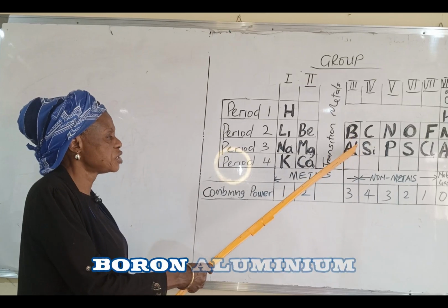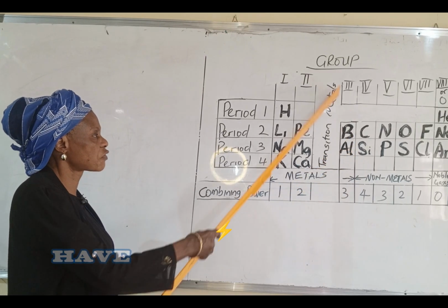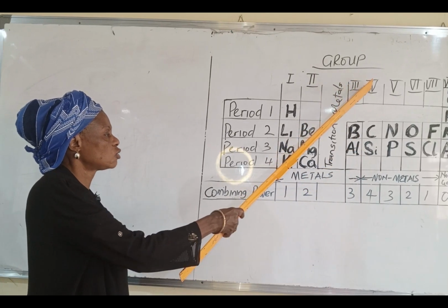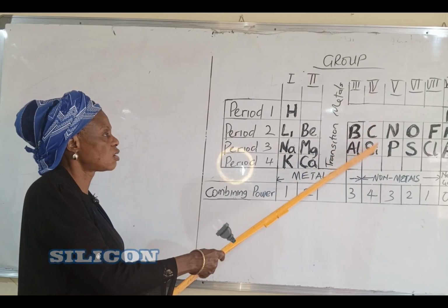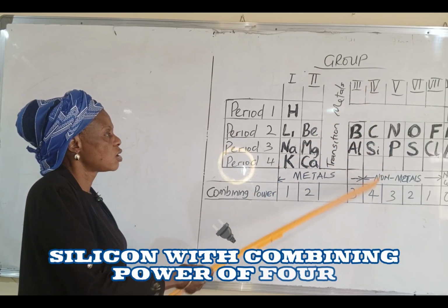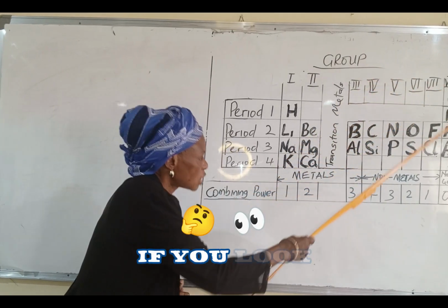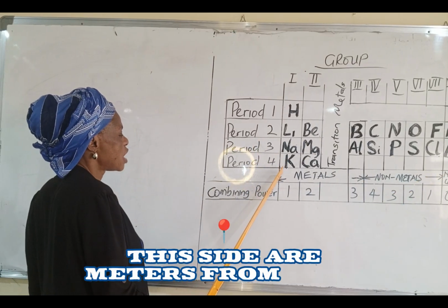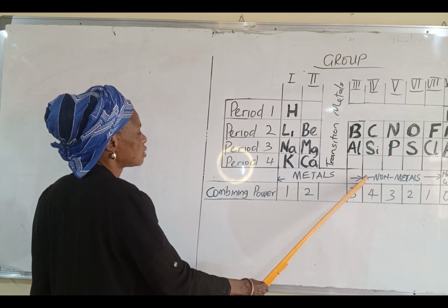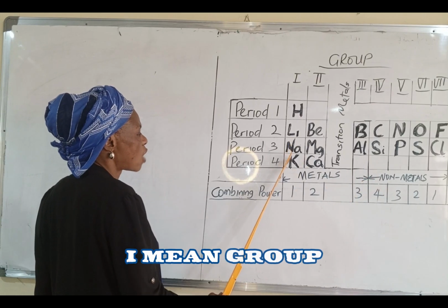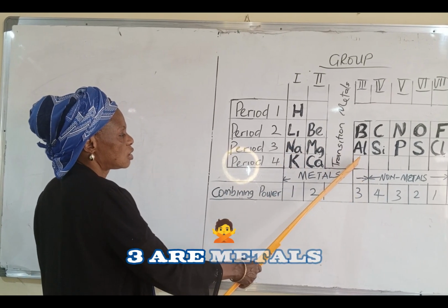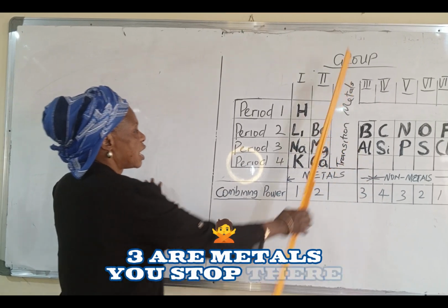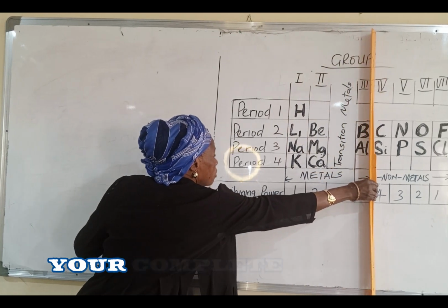Boron, aluminium, they are in group 3. They have combining power of 3. Group 4 elements are carbon and silicon with combining power of 4. If you look at this side, these are metals. From here to here, they are metals. Group 1 to group 3 are metals. You stop there, having known that you have your complete metals.